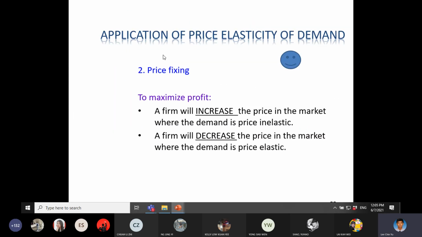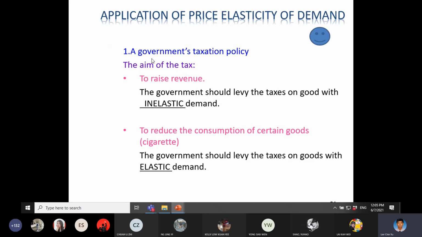We can use this as, let's say, a government. If we observe that the demand is inelastic and the government wants to raise revenue, they should impose a tax on goods with inelastic demand. If they want to reduce the consumption of a certain good, make sure the demand is elastic.